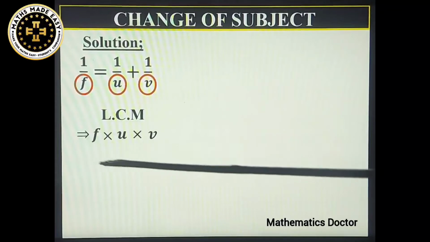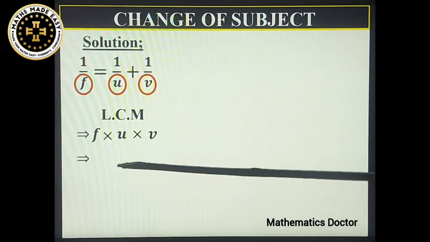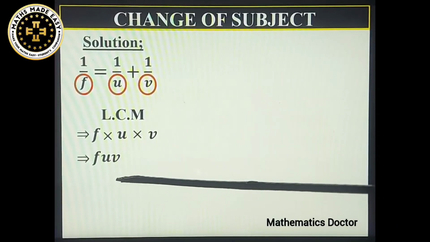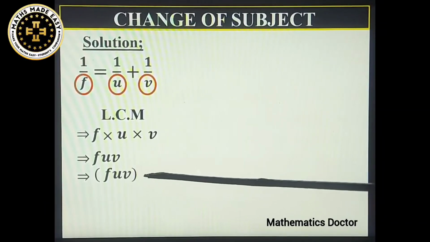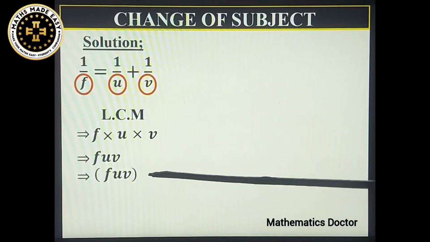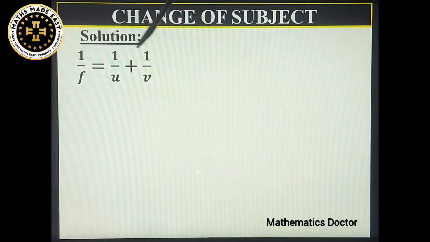And in mathematics, these 3 multiply to form a single term, which is fuv. Now let's put it in a bracket so that it will be easily managed. So we put it in the bracket. Now our LCM has been found to be fuv. So we go ahead and multiply each of the terms by the LCM fuv. We have the LCM in place, so we will multiply the LCM by each of the terms.